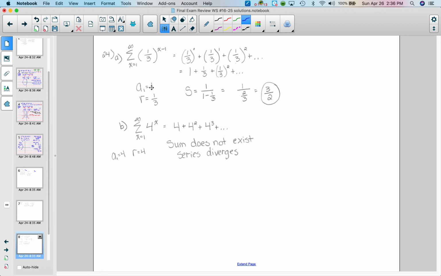But notice that a sub 1 is 1 because when you raise it to the 0 power, it's 1. So I guess I did need to get that from it. R is 1/3. And then because this is less than 1, you can use the formula for an infinite series. And when you do, you get 3/2. Then on part B, the sum does not exist because look at the value of R. R has to be between -1 and 1 in order for the series to converge to something.